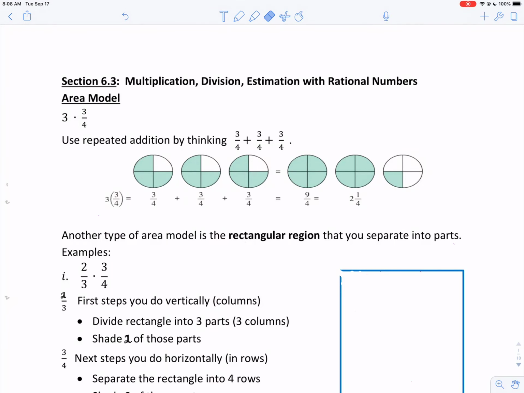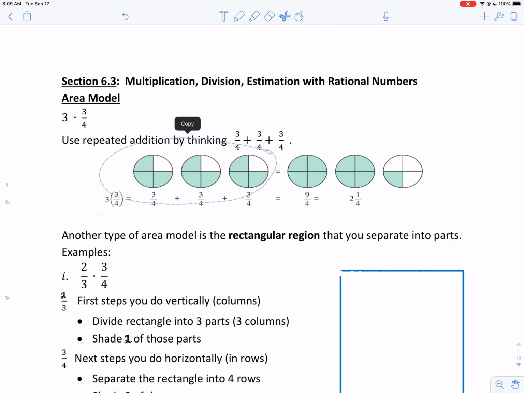In this video, we will be multiplying fractions using the area model. In this first example, 3 times 3/4, we're going to be using repeated addition. So I want you to think of 3/4 plus 3/4 plus 3/4, 3 of them.